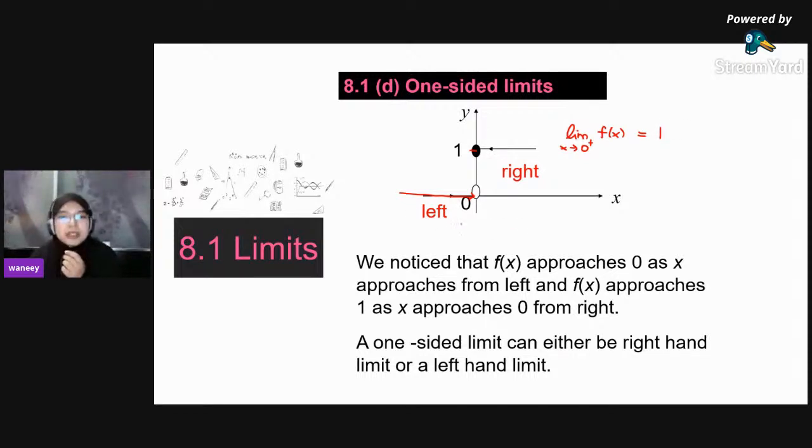Based on this one, this is the limit as x approaches 0 from the left hand side for f(x), and this value is equal to 0. So we can either have a right hand limit or a left hand limit.